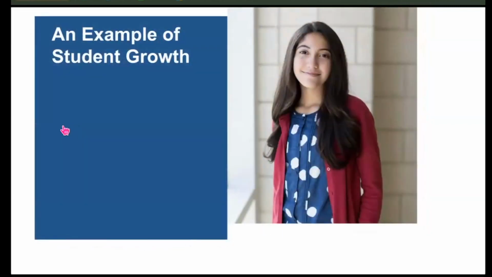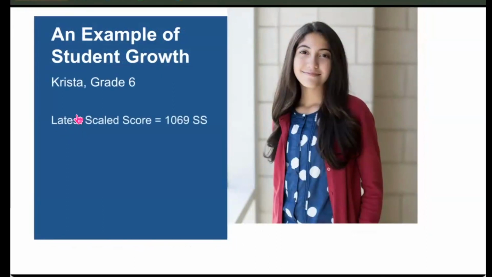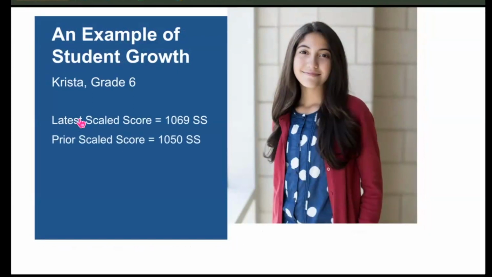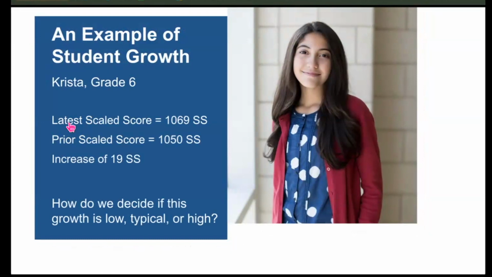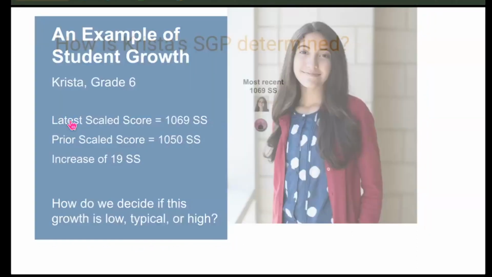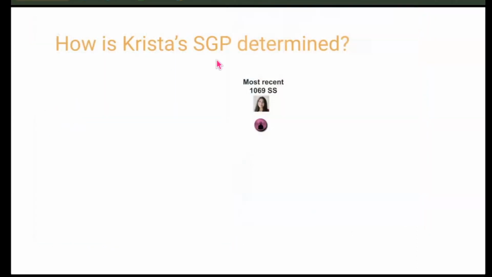This is Krista. She's in the 6th grade, and her most recent STAR score was a 1069. Before that, her score was a 1050. That's an increase of 19 scaled score points. But how do we know if this is growth, typical, low, or high? So let's look at how SGP is determined.